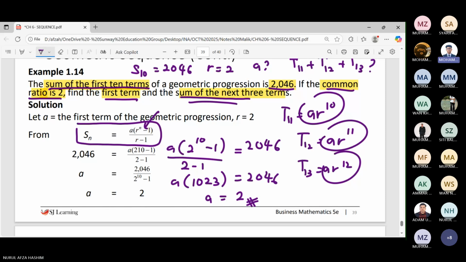Madam, T12 is 2048, is it? Yep. 2 power of 11 and then times 2. 4096. T10 is 1024, then T11 is 2048. If T12 is 4096, T13 is 8192. So add all of them together.